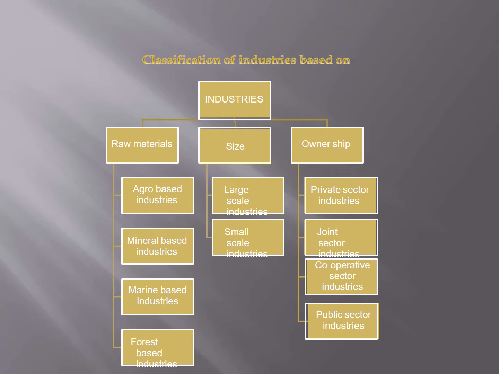So what is industry? Industry is an economic activity that is concerned with the production of goods, extraction of minerals, or the provision of services. So the iron and steel industry is production of goods, coal mining is extraction of coal, and the tourism industry is where we provide service. The next topic is classification of industry. Industries are classified on the basis of raw material, size, and ownership. Let us study each in detail.